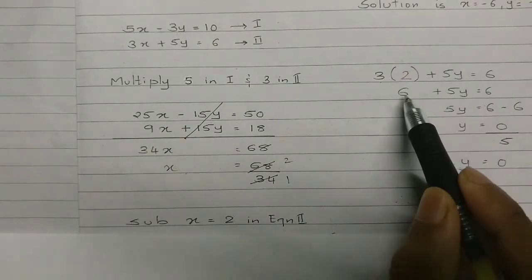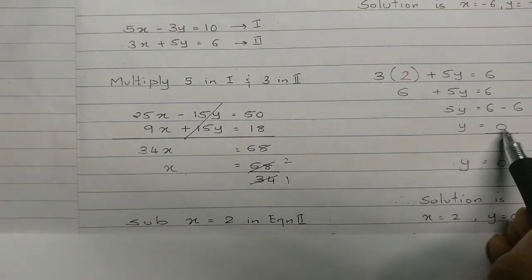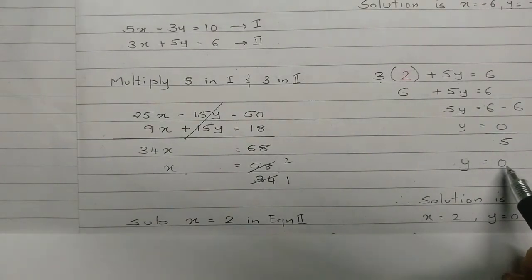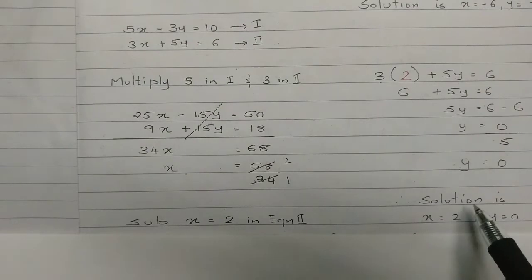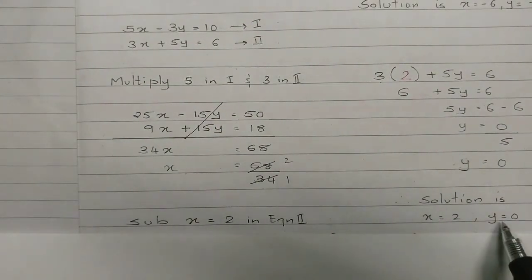5y remains as it is. 6 from here goes on the other side. Sign changes. After minusing it becomes 0. 0 divided by any number is 0 again. So my solution is x is equal to 2 and y is equal to 0.